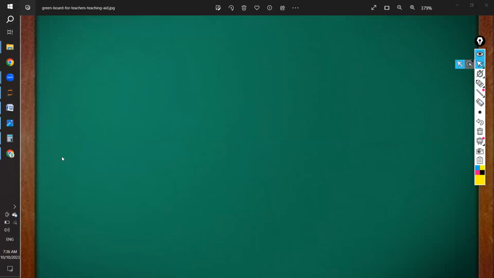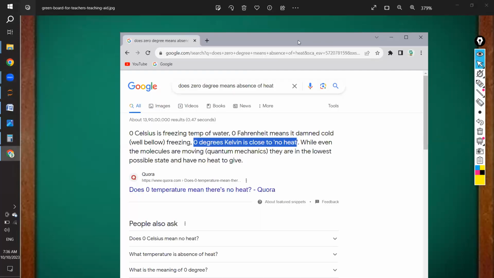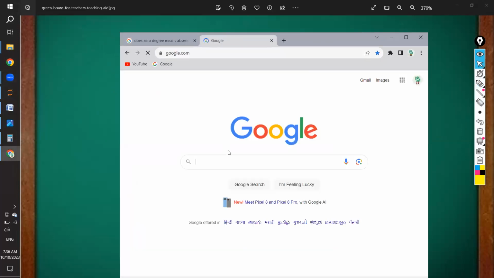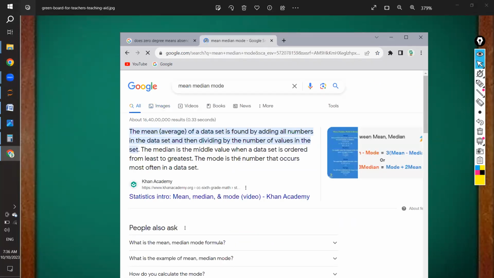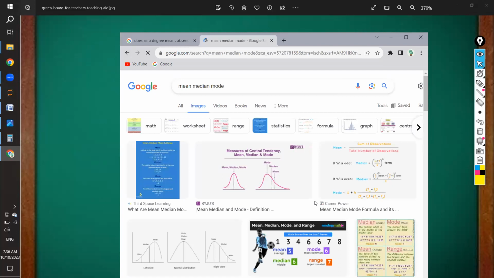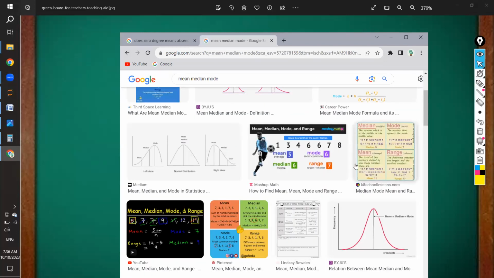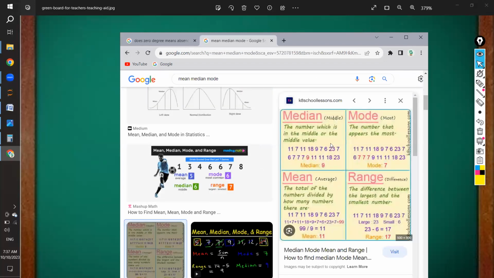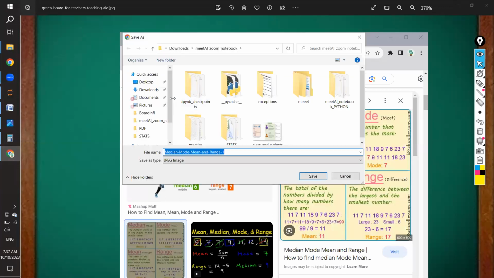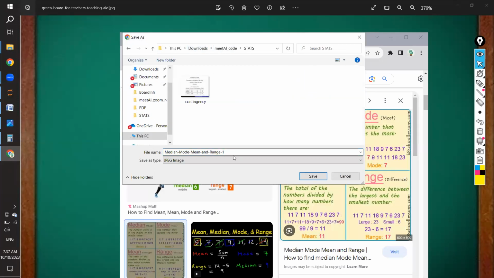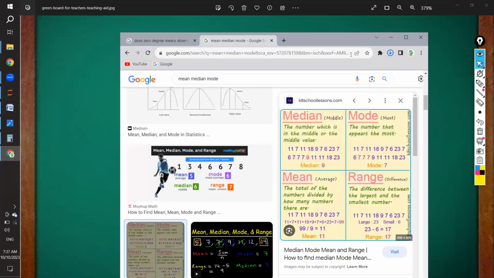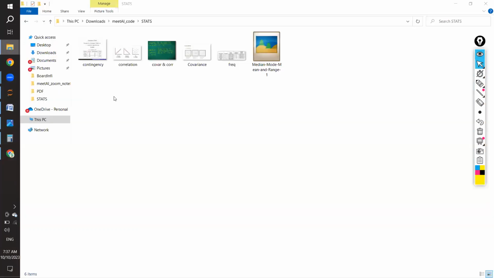Okay, so for example, if I just give you mean, median, mode. I'll just take some online example. Yeah, so it should be good. Fine.